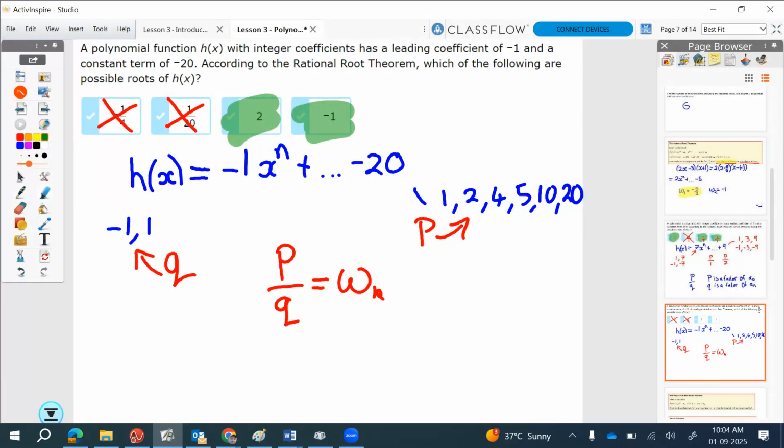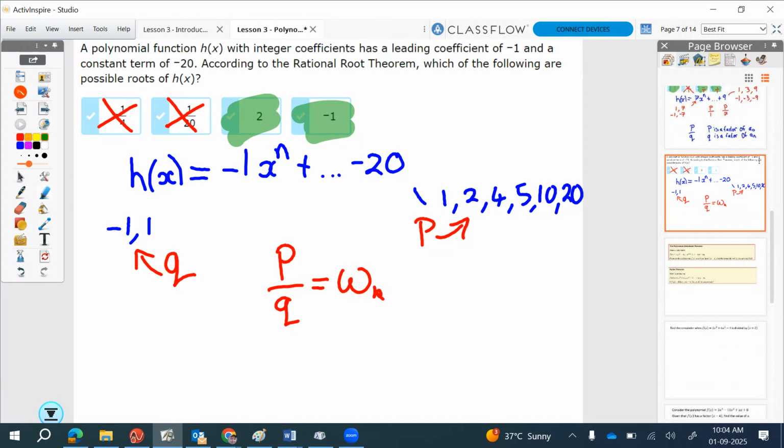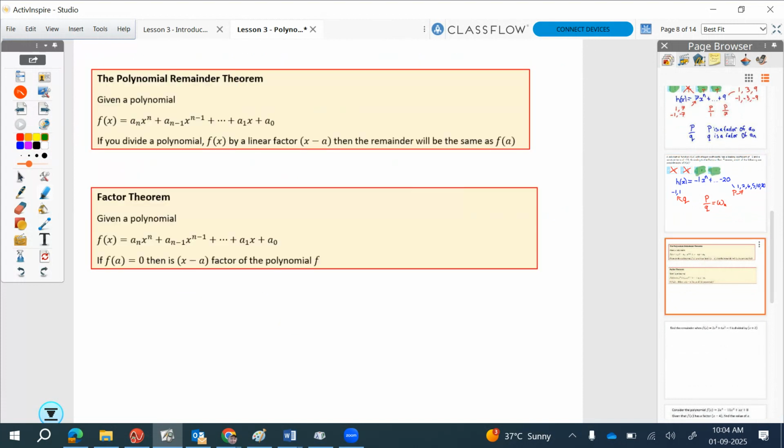Now, what are we going to do with the roots once we guess that it could be those ones? These two theorems are the most important two. We're going to use these ones the most. Let's try and refocus on this bit now.